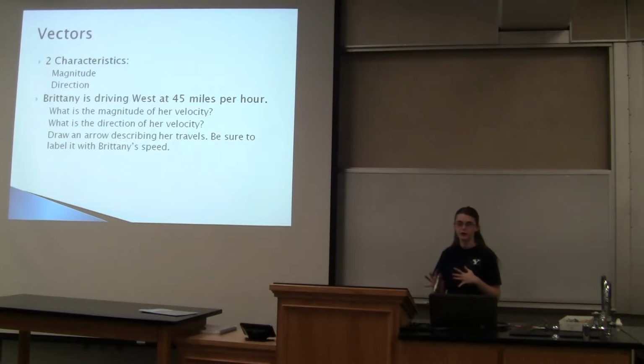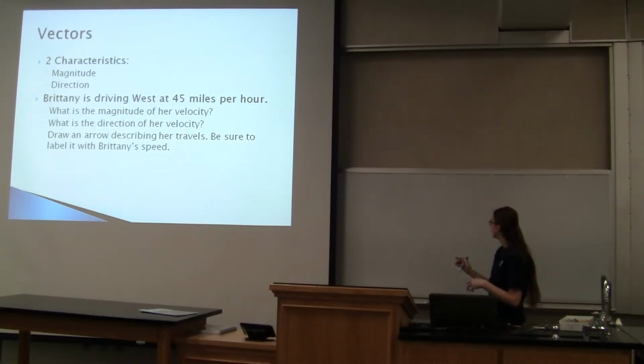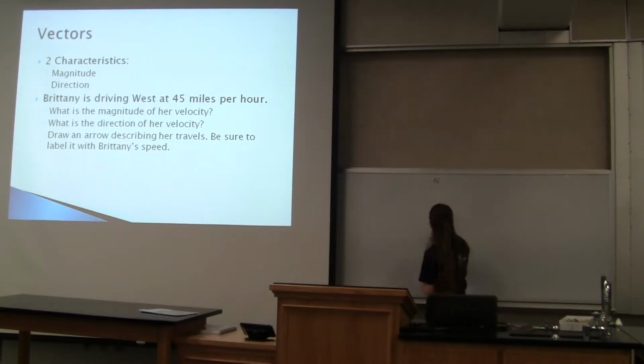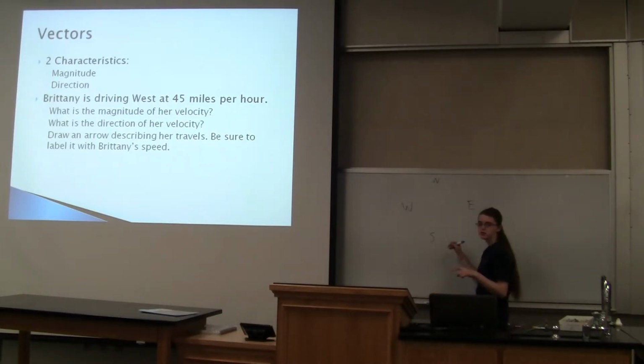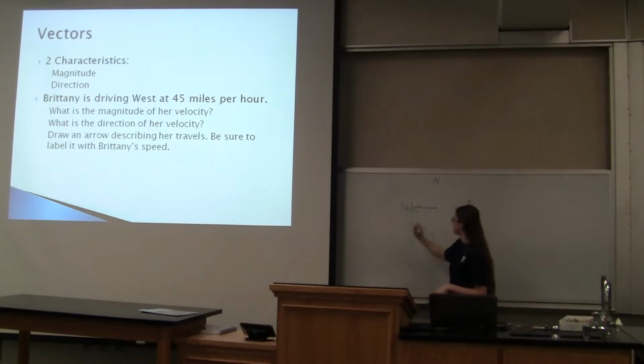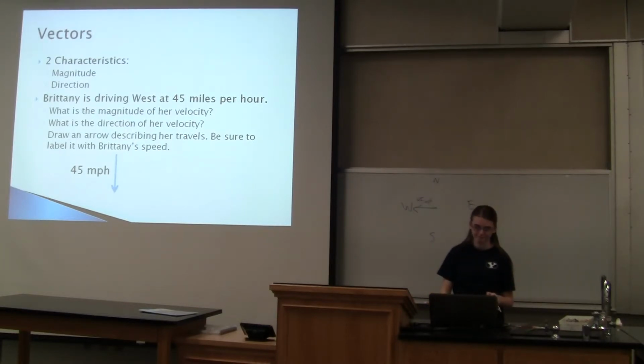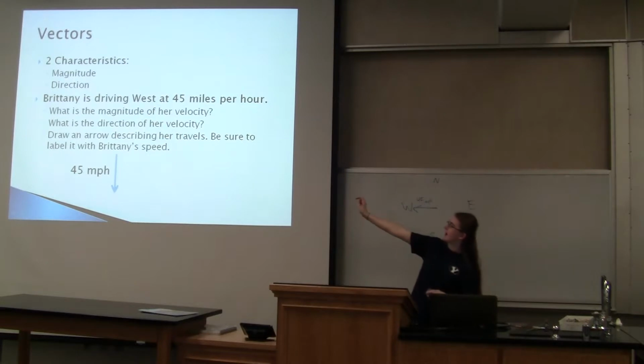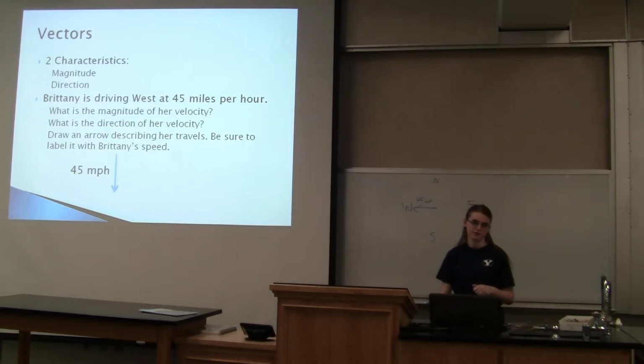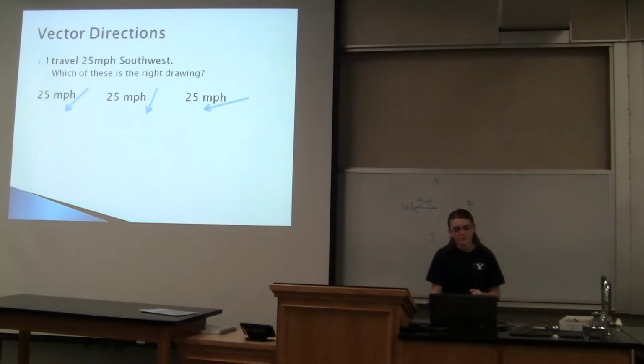So now we want to draw a little arrow to kind of show what direction she's going. So west, right, we have north, east, south, west, right? She's going west. So I'm going to draw an arrow going west. And we want to make sure that we label it with her speed. So the magnitude of this arrow, we have the direction is west, the magnitude is 45 miles per hour. Oops. So I have that arrow pointing down, right? What direction would that have been? South, right, good job.